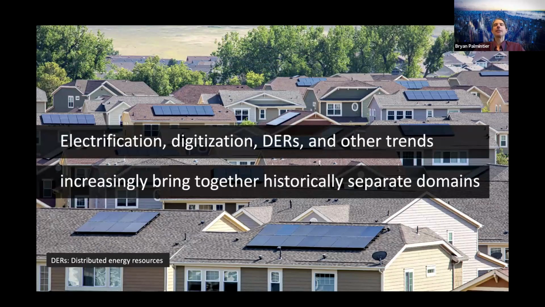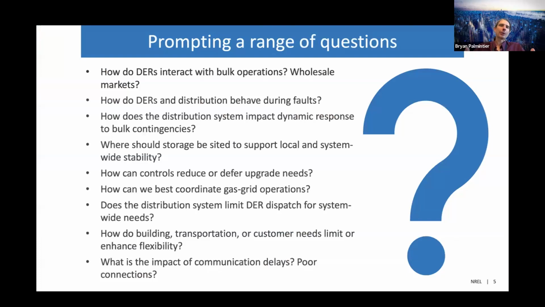Electrification, digitization, DERs, and a number of other trends that we're seeing in the energy and grid industry are increasingly bringing together things that have historically been separate, different domains. And this prompts a whole range of questions. I'm not going to read through all these, but for example, how do distributed energy resources interact with the bulk system? Can they be relied upon? Are they going to behave in an understandable and supportive way during faults? Are there opportunities for them to actually provide some of the energy resources, some of the capacity resources, some of those other things that are needed?